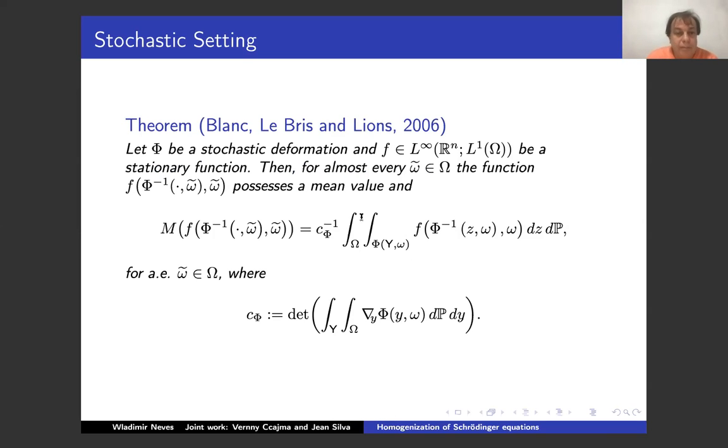Related to the Birkhoff theorem, you have this Birkhoff theorem extended to the stochastic deformation. There are two works with Blanc, Le Bris and Lions, where they were able to prove that a stationary function composed with the stochastic deformation possesses a mean value for almost each omega fixed, and this mean value is given by this integral. So we are in good hands to say that we are working with stationary functions, or even periodic functions, composed with the stochastic deformation. Things go well. This was published in 2006.